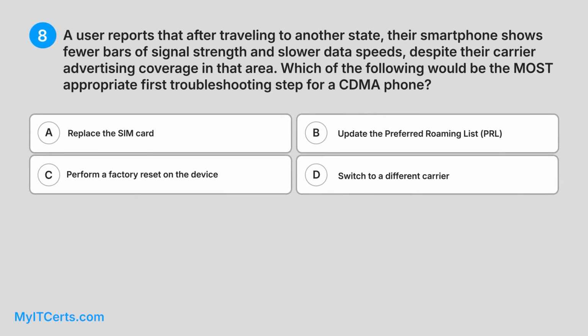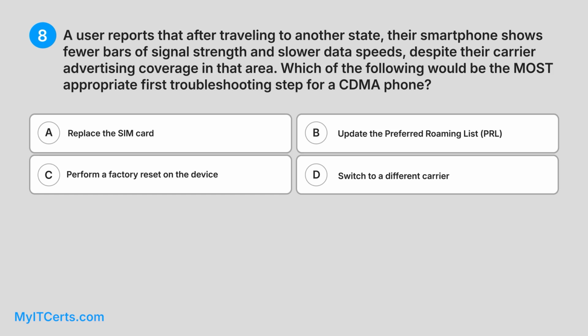Eight. A user reports that after traveling to another state, their smartphone shows fewer bars of signal strength and slower data speeds, despite their carrier advertising coverage in that area. Which of the following would be the most appropriate first troubleshooting step for a CDMA phone?